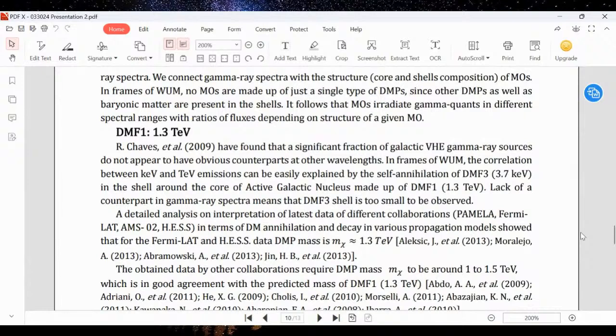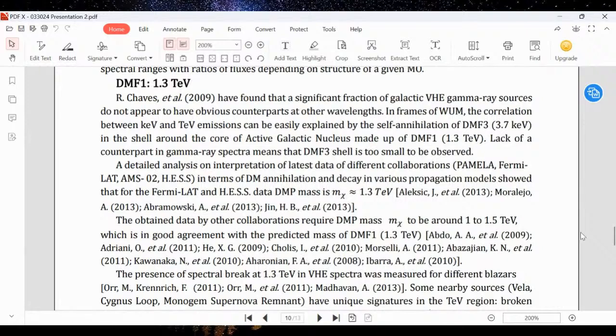We connect gamma-ray spectra with the structure, core, and shell compositions of macro objects. In the frames of WOMB, no macro objects are made up of just a single type of dark matter particles, since other dark matter particles, as well as the baryonic matter, are present in the shells. It follows that macro objects irradiate gamma quanta in different spectral ranges with ratios of fluxes depending on the structure of a given macro object.